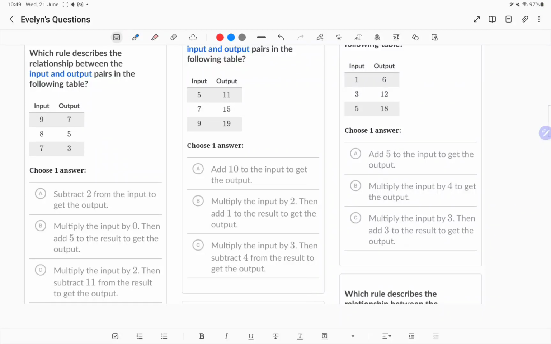So for the variables and rules topic, I'll show a few examples. The easiest way is to test each of the rules out on each of these inputs and outputs. For example, let's say we test rule A: subtract 2 from the input to get the output. So 9 minus 2 is 7, but this one is not quite right. When you minus 2 it is not 5, so that's wrong.